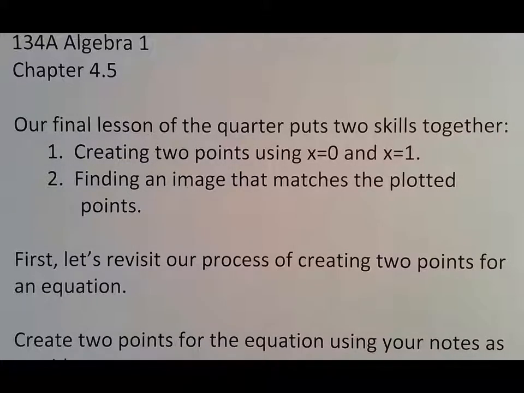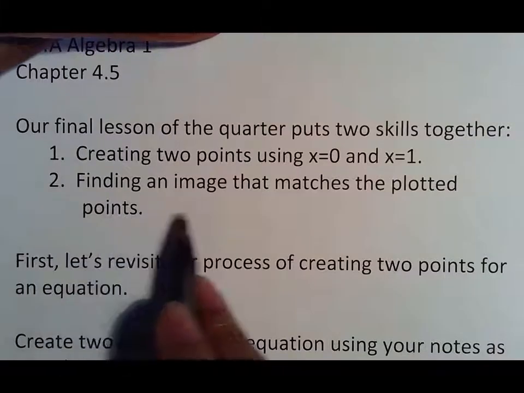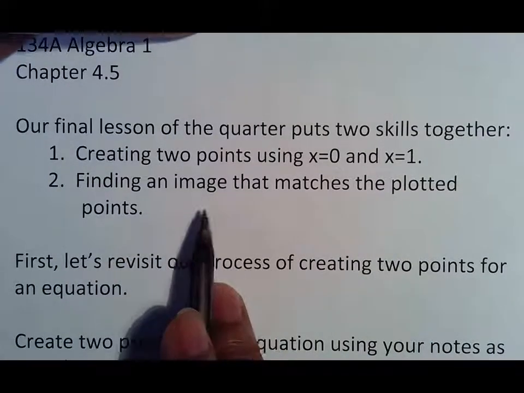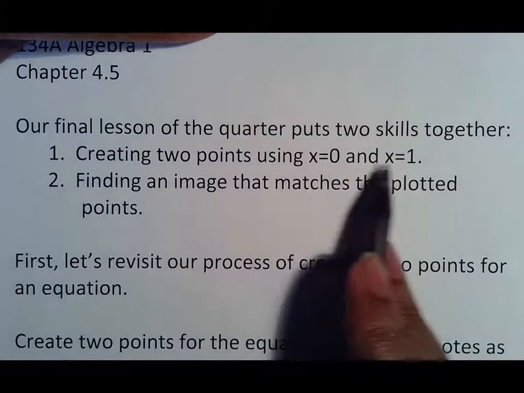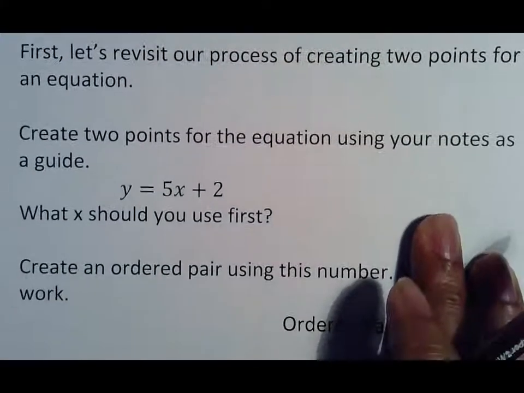All right, this lesson today, our final lesson of the quarter, puts two skills together: creating 2 points using x equals 0 and x equals 1, and finding an image that matches the plotted points. So again, we're going to put our experience with plotting points together with our experience of creating ordered pairs. So first, let's revisit how to create points.